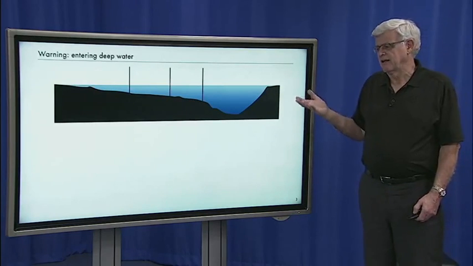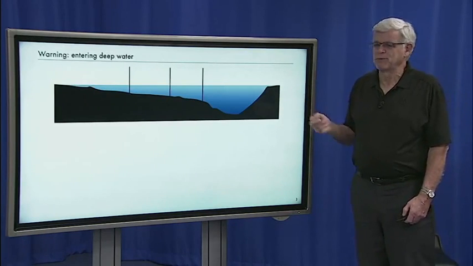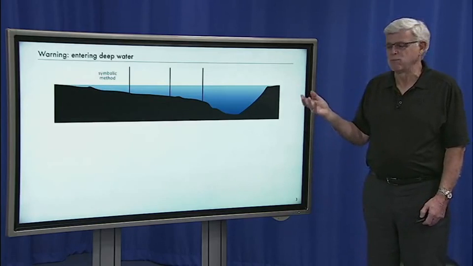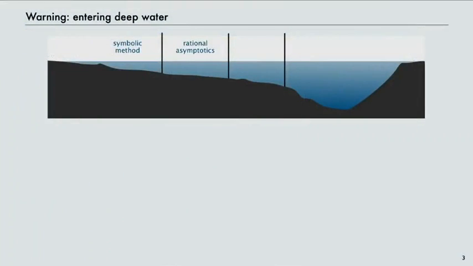Now, I have to give a warning here that we're starting to enter deep water in terms of the mathematical sophistication required for these results. We went from the symbolic method to rational asymptotics, which is really not much more than partial fractions. And then we looked at meromorphic asymptotics, which requires complex analysis and residues. And now we're going to look at singularity analysis.